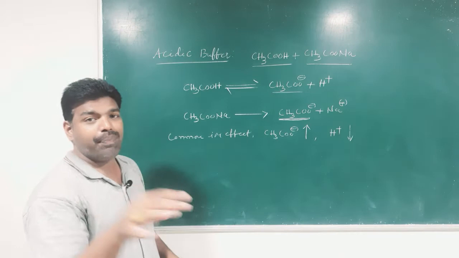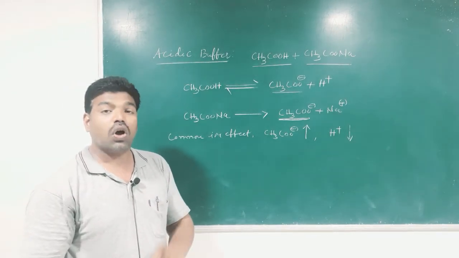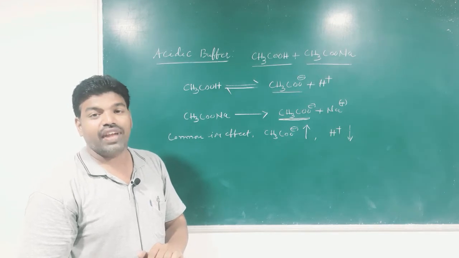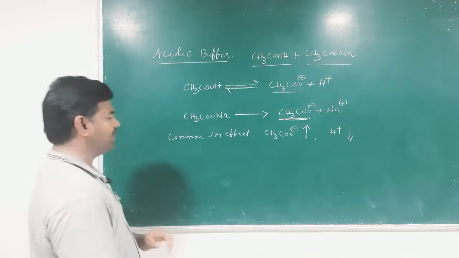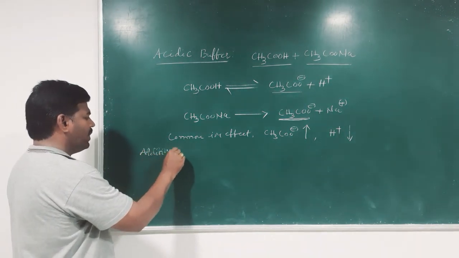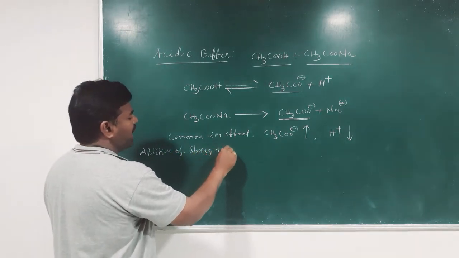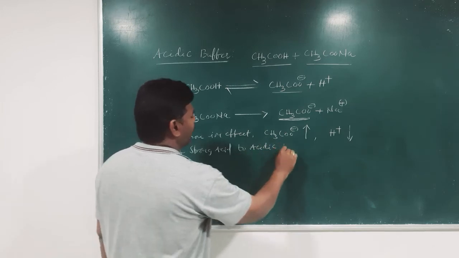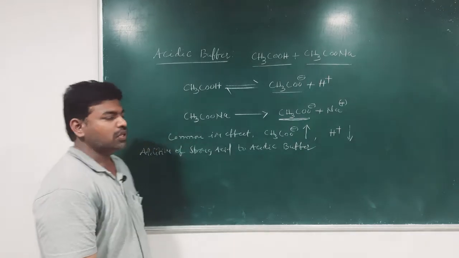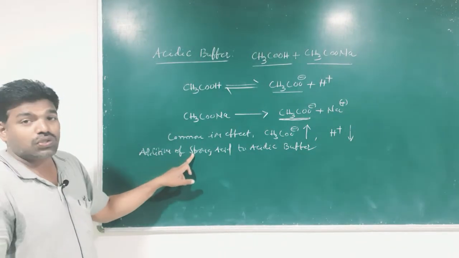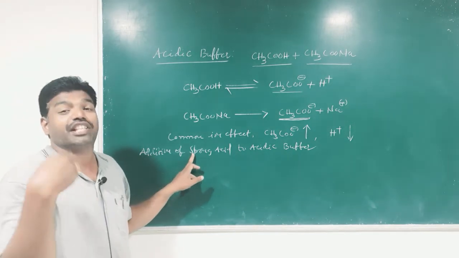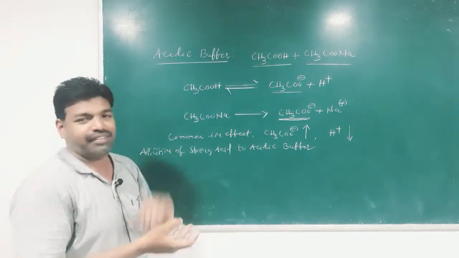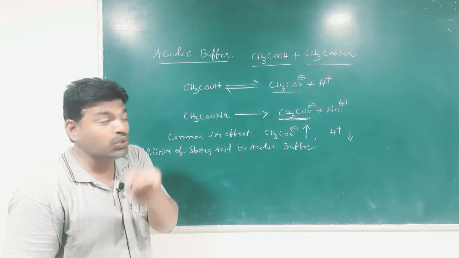Now, we shall see what happens if we add strong acid to this acidic buffer. Addition of strong acid to acidic buffer, what happens? Strong acid means it is a source of H⁺ ions. So we are adding strong acid, that means we are adding H⁺ ions to this buffer.